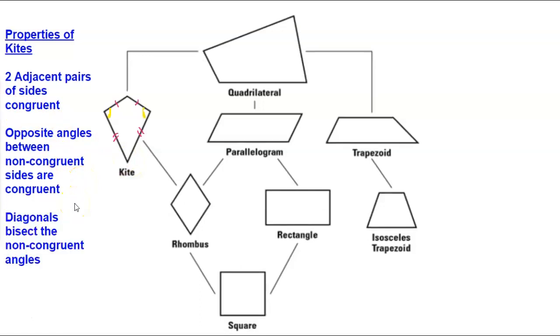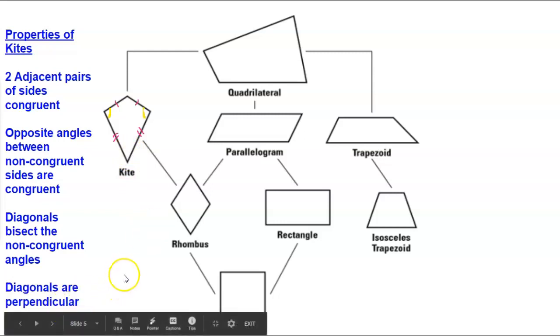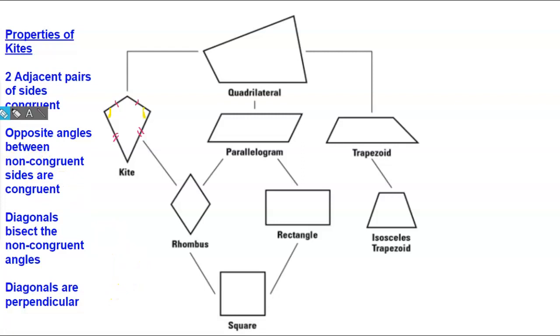We also know that the diagonals bisect the non-congruent angles. So these 2 angles here that were not congruent to each other, we know that the diagonals have to bisect those angles. We also know that the diagonals are perpendicular. So when you draw your diagonals, we do know that those diagonals are perpendicular.